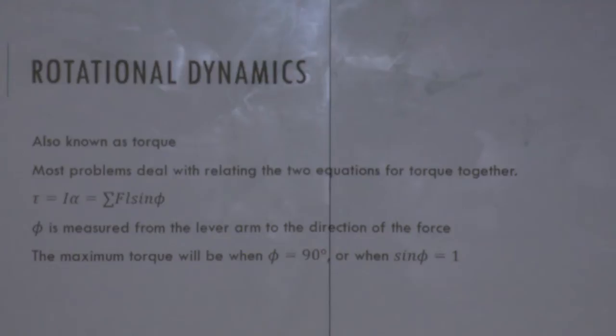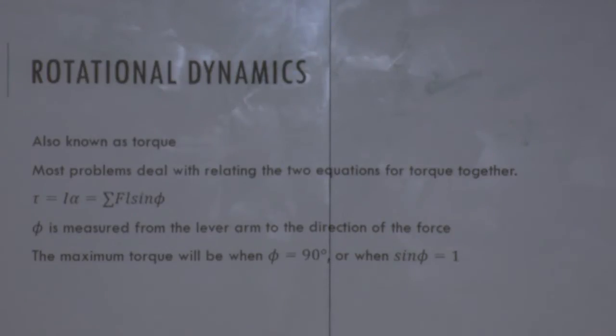Talk about torque, which is, I'm sure, everyone's favorite chapter, like ever, right? So rotational dynamics, another name for torque. Most problems deal with relating the two equations for torque together, where torque is equal to I alpha, and also equal to the sum of your forces times your lever arm times sine phi. This basically says that your force and your lever arm have to be perpendicular to each other. Cool?